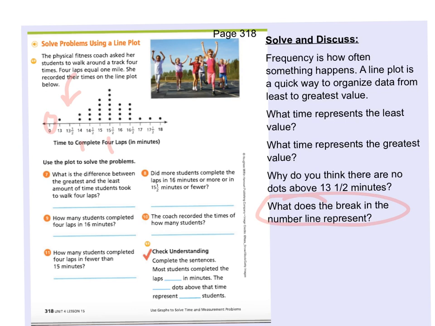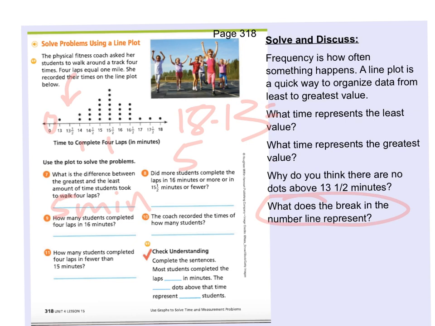All right. So looking at number 7, what's the difference? Difference typically means subtraction between the greatest and the least amount of time it took. So I'm finding the difference of 18 minutes and 13 minutes, which is 5 minutes. So the range of 5 minutes. First person finished, 5 minutes later, last person finished.